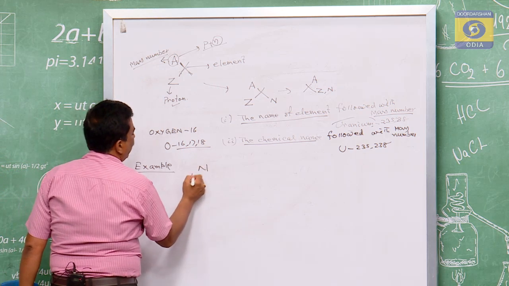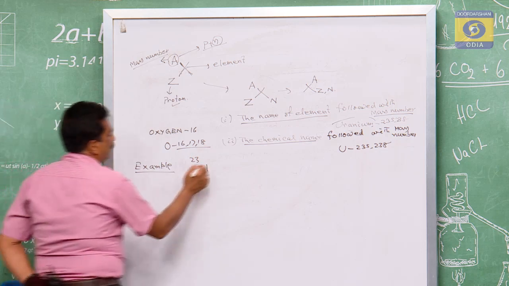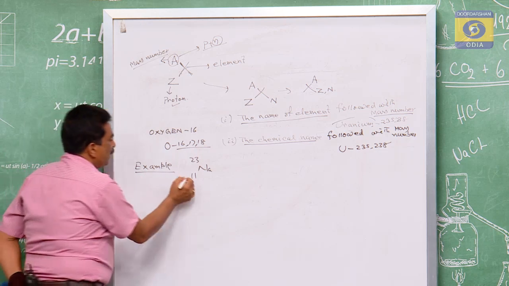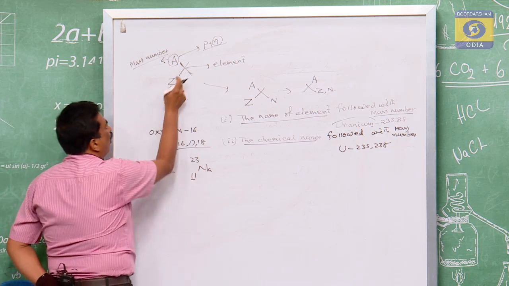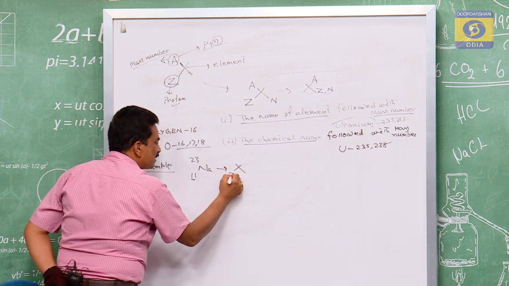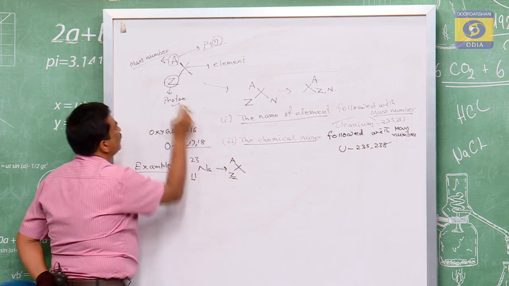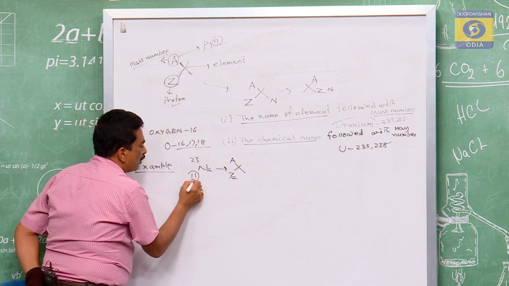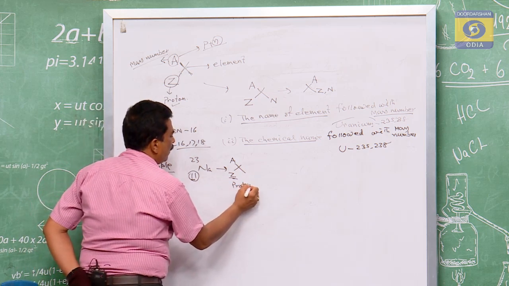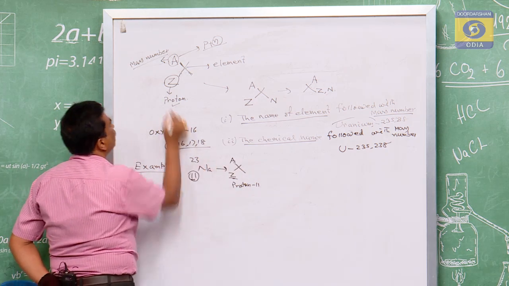Suppose I say Na 11 23. So, this is not A, that is Na, Na 11 with 23. So, you see 11 on the left side, that is the Z. So, this one can be written as X, Z, A. Clear? This is the Z. What is the Z? Z is the proton. So, the proton number is 11. So, here the proton number is 11. Then comes the A, you see A is 23. What is the A?